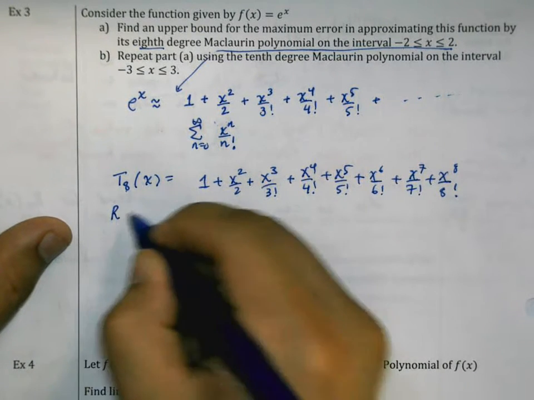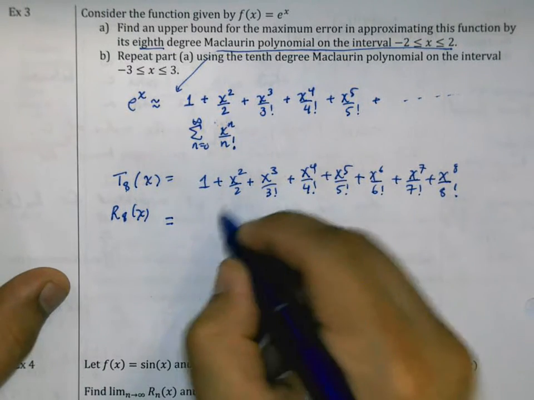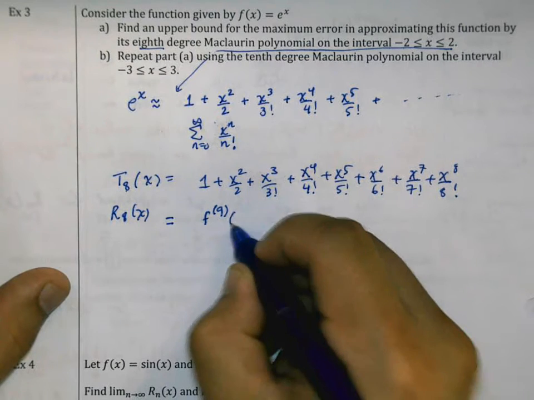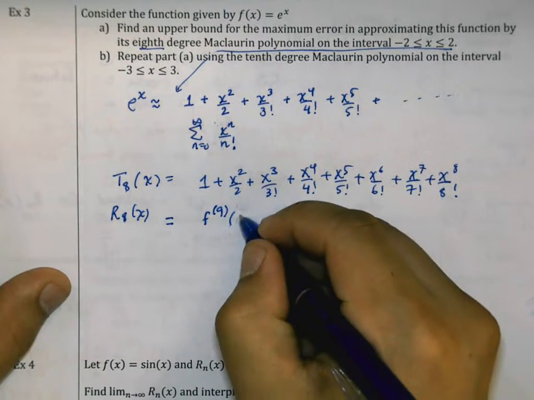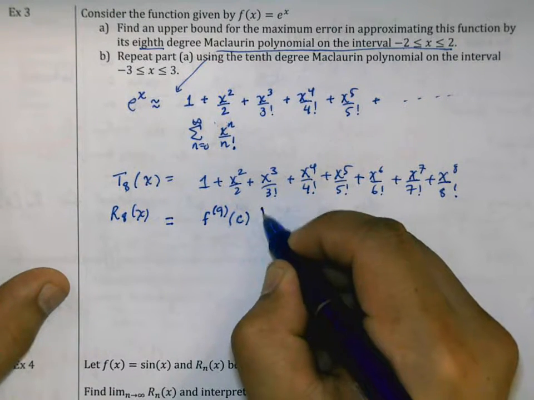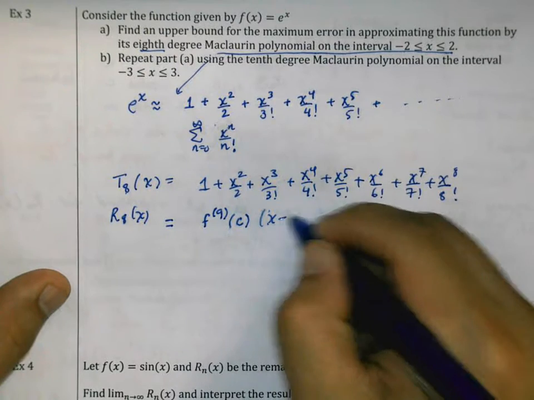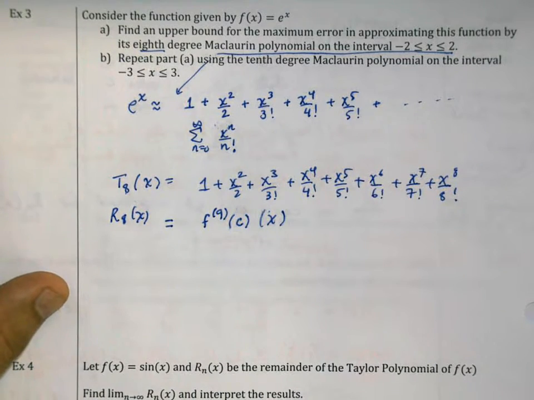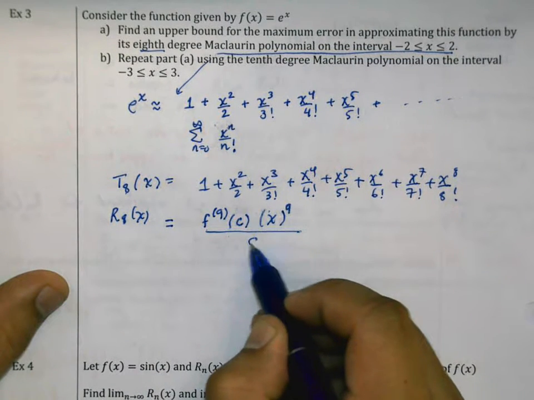But what about its error, or the remainder term? Well, the remainder term is equal to exactly the n plus 1 derivative, which in this case is the 9th derivative of the function, at some mystery point c, times x minus 0. The center here is 0, so I don't have to write minus 0. That's to the n plus 1 power, to the 9th, all over n plus 1 factorial.